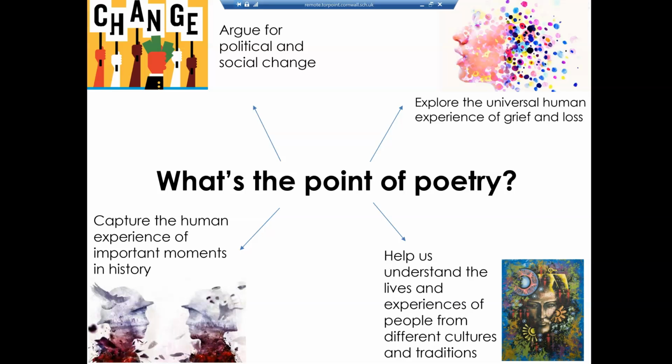So poetry can be something really political. It could perhaps be trying to argue and action social change. Poetry can deal with really strong emotions. They might be universal emotions that everyone experiences, sometimes negative ones, such as grief and loss. Poems can also help us understand the experiences of others, people whose lives are different from our own, perhaps those in different countries, from different cultures and traditions. And poetry can also capture the human experience of important moments in history too. So we're going to be looking at all of these different ideas throughout this unit.